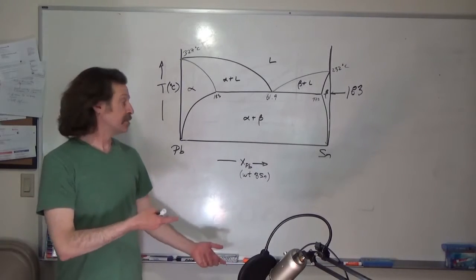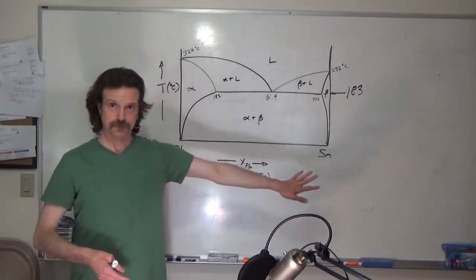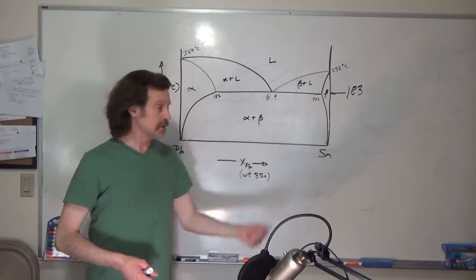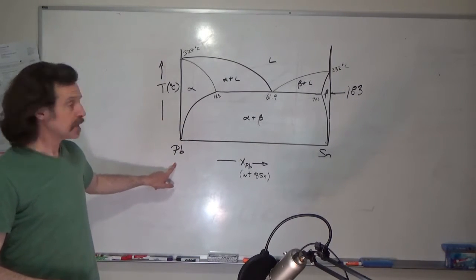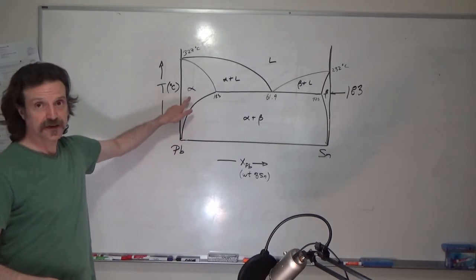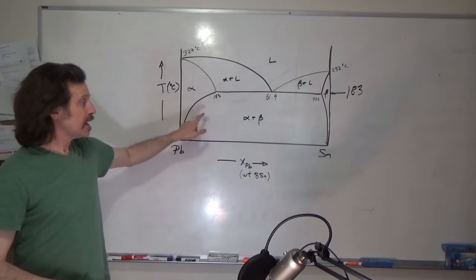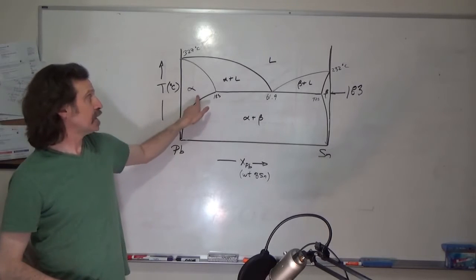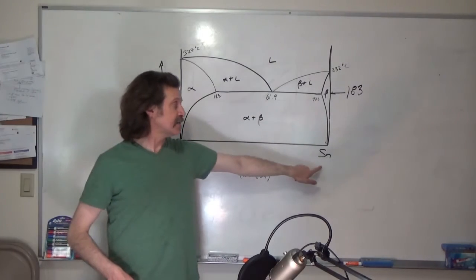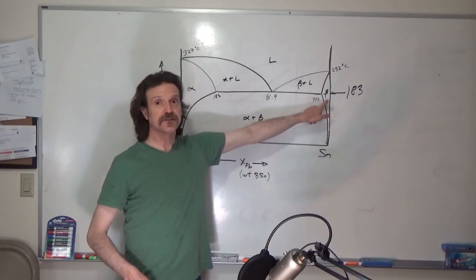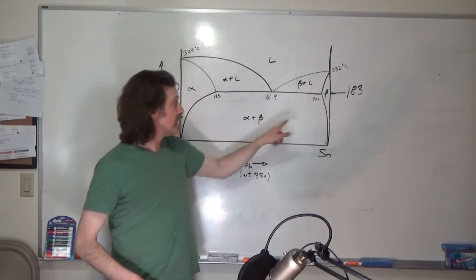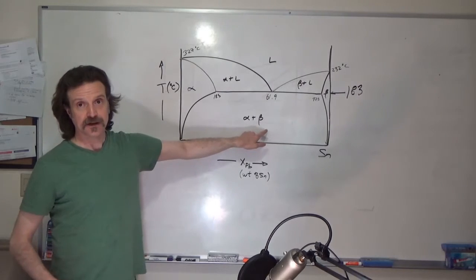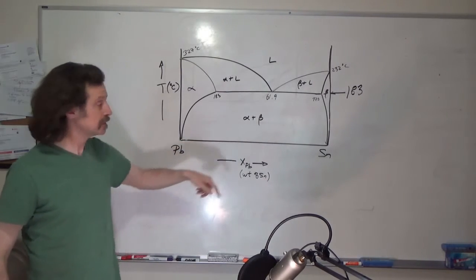This is the phase diagram for lead tin. You notice that the lead forms the alpha phase and has some solubility for tin. The tin forms the beta phase and has some solubility for lead. But the two do not have a shared crystal structure.